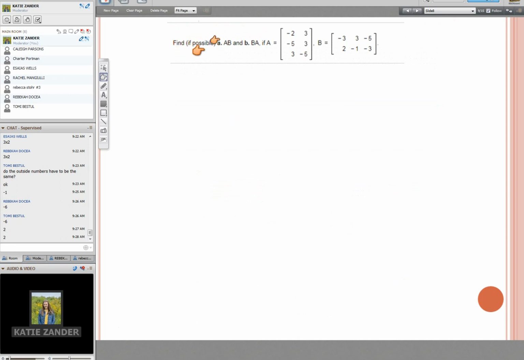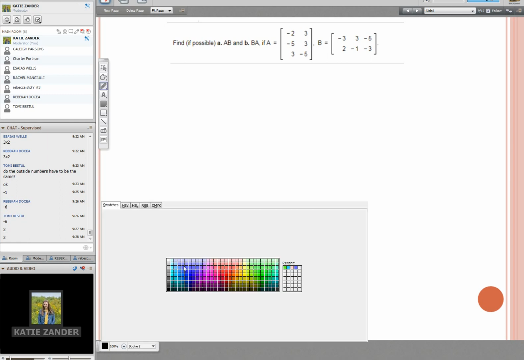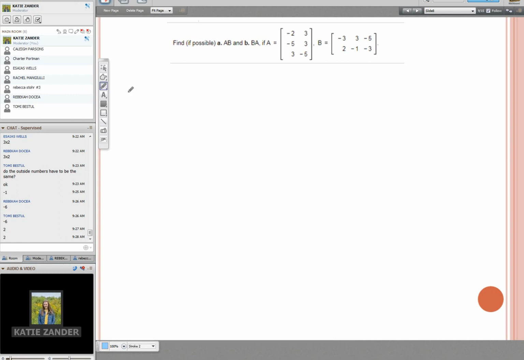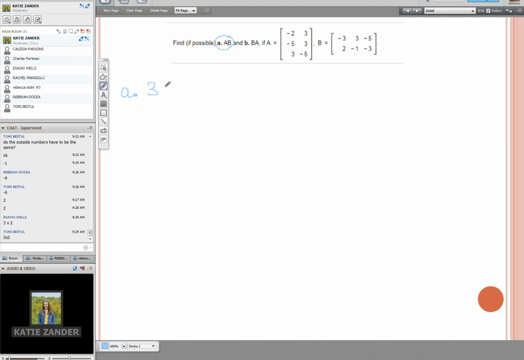All right. Now we're going to go ahead and see if we can do A times B and B times A. Well, before we can actually venture forward with the multiplication, we have to check the order first. So let's take a look at the order of A times B. What is the order of matrix A? That's a 3 by 2. What is the order of matrix B? A 2 by 3.